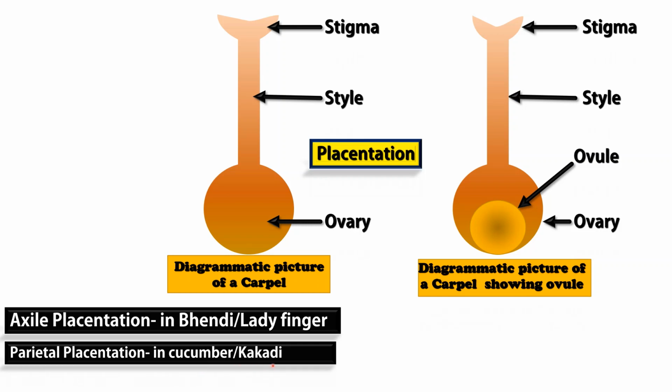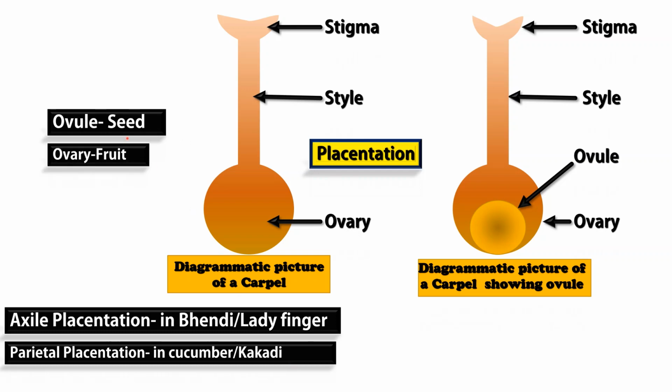Students, I highly recommend you to take section of these fruits and observe these sections with your naked eyes. It is interesting to note that the ovule after fertilization forms seeds and ovaries form fruits.